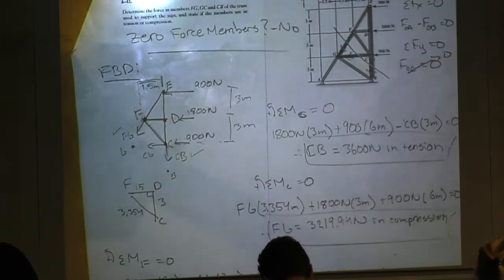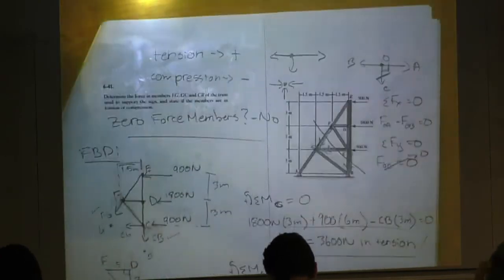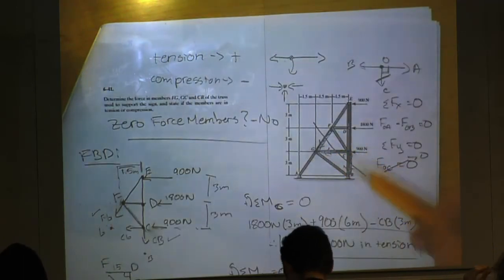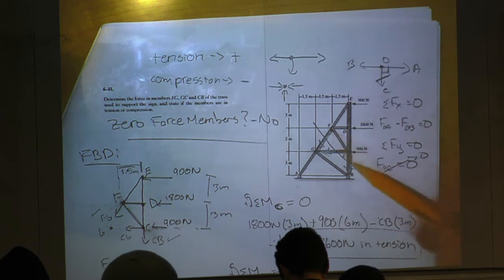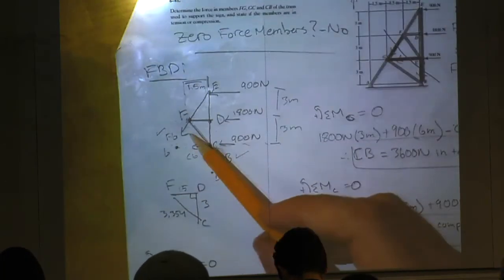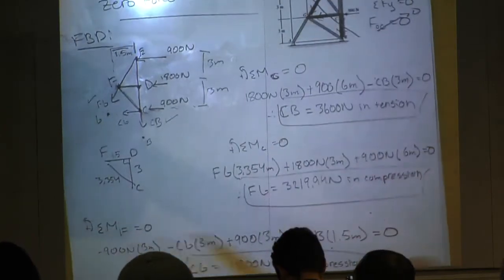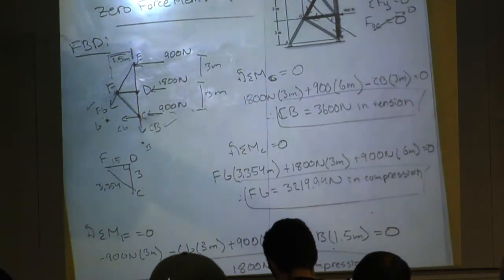Negative values we know are in compression. Right, so we saw what members we needed to find the forces of. We cut through all 3 of them. It was a very fortuitous cut, which gave us these 3 forces in our free body diagram. And then we just used moments about various points to find our values. Cool.